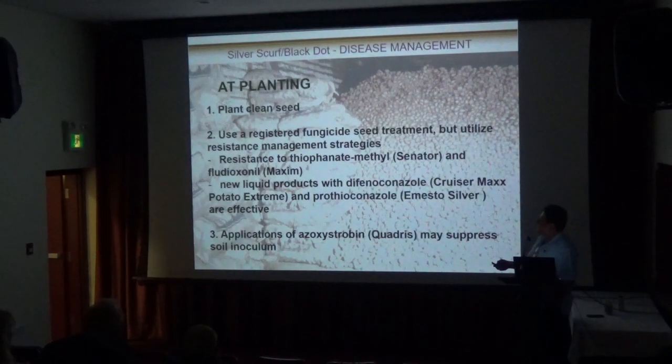But typically a lot of the same types of things apply to managing silver scurf on the seed. We do have some fungicides that are effective, and we also have this issue that's come up with a lot of our disease problems that are caused by fungi: chemical resistance. So we found a lot of resistance to Senator and Maxim, fludioxonil and thiophanate-methyl, in the silver scurf pathogen. But so far the new products that we tend to use, the Cruiser Maxx Potato Extreme or the Emesto Silver, are still effective. We haven't seen any resistance yet to those.